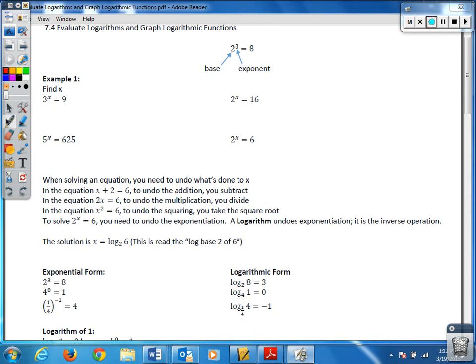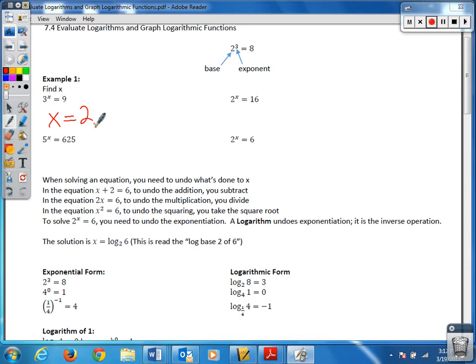Okay, let's look at these in example 1. We have 3 to the x equals 9. So let's just take a look at this and see if we can figure out what x is just by looking at it. So not actually solving an equation, let's just look at it and see if we can figure out what x is. So we're going to have to raise 3 to some power to get 9. Well, that's to the second power. So 3 squared is 9, so that means here x equals 2.